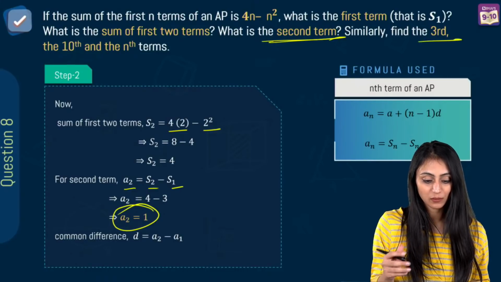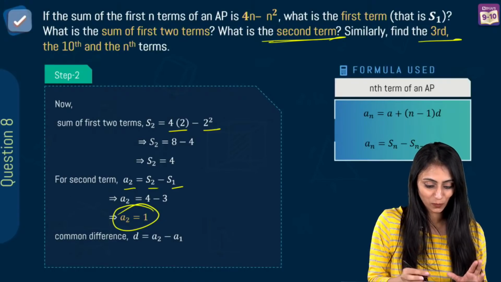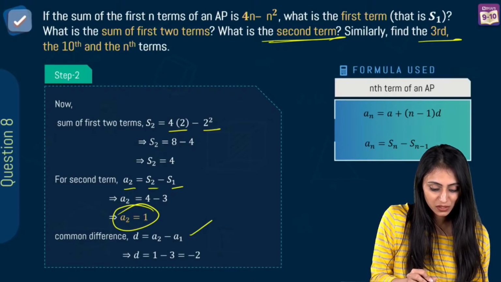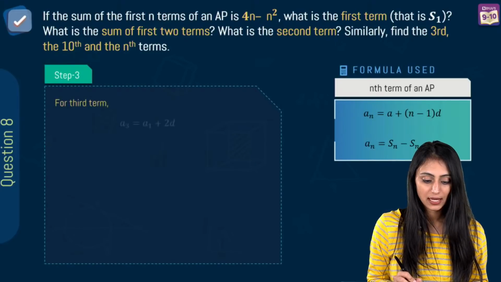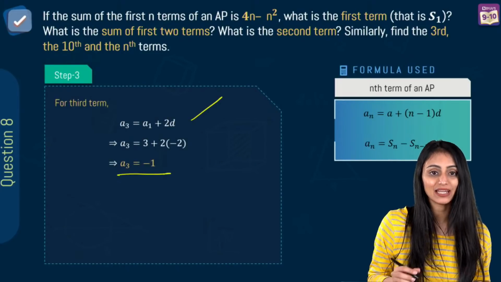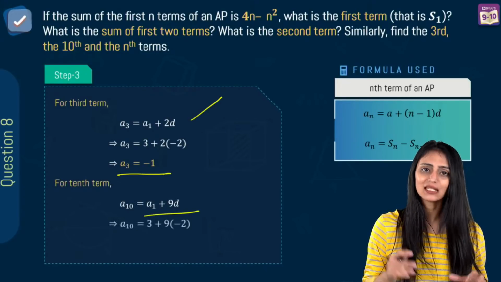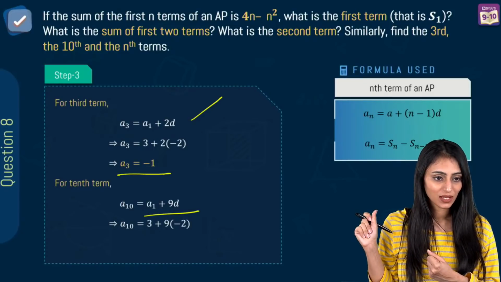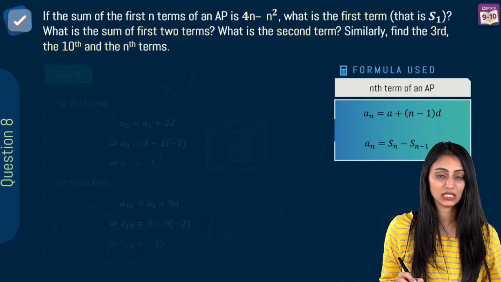Now find the third term. To find the other terms, I need the common difference, right? That we already know. So we can find the common difference using the formula A2 minus A1, that's going to be minus 2. Okay. Now we will find the third term, that is A1 plus 2D. Put everything here, you get A3, that's minus 1. Similarly for the 10th term, that's A1 plus 9D. It's a very simple question, right? So it's going to be 3 plus 9 times minus 2, that's going to be minus 15.